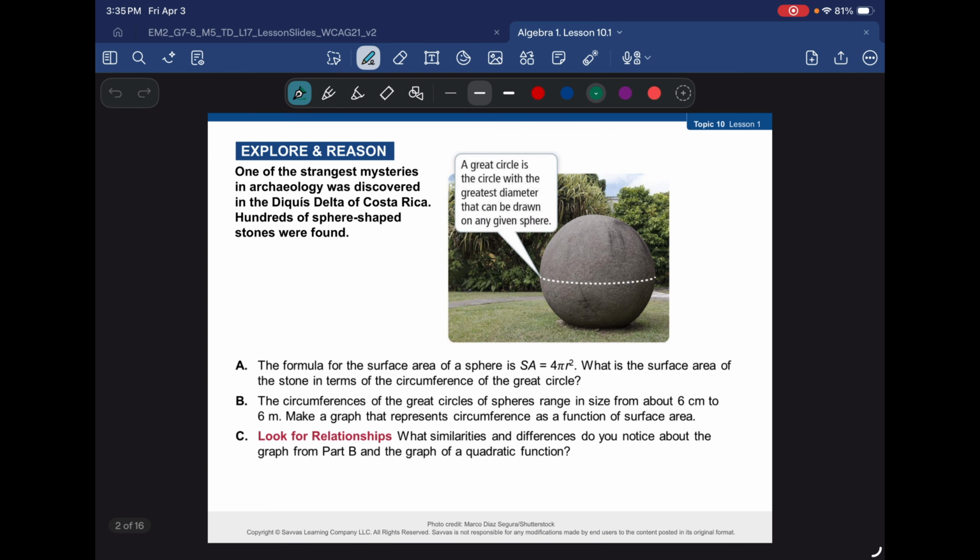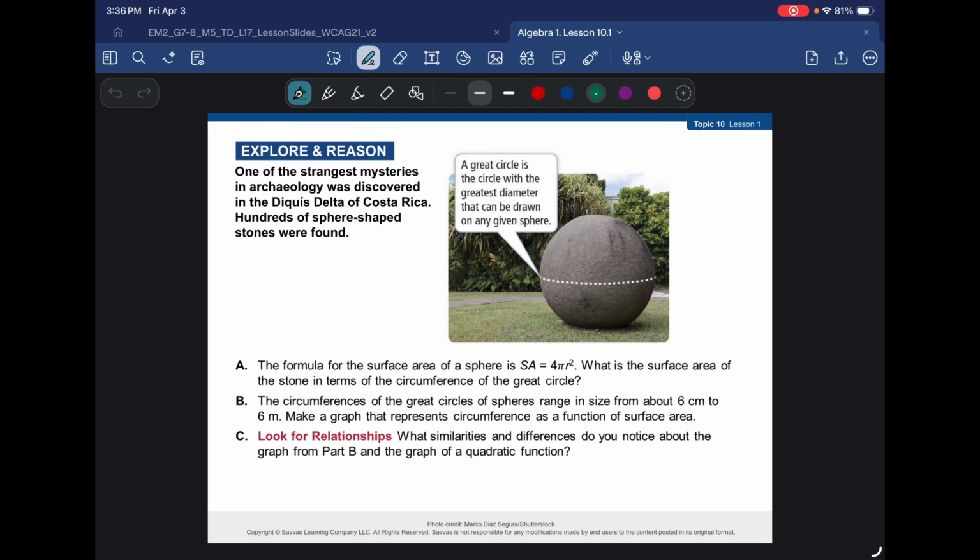Here in the Explore and Reason, there is this large sphere-shaped stone found in Costa Rica, and the great circle is around the widest part of the diameter of the sphere. So part A asks us to use the formula for surface area of a sphere and rewrite it in terms of the circumference. So how would we do that?